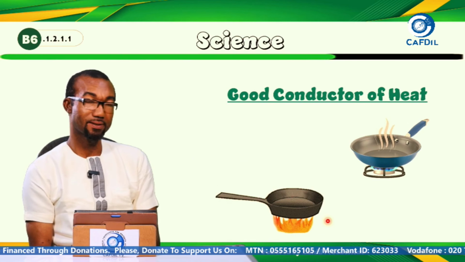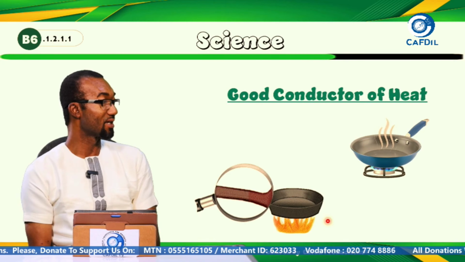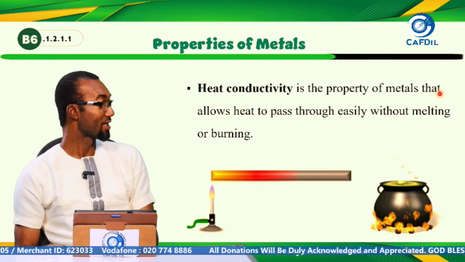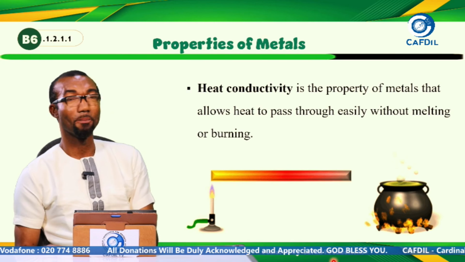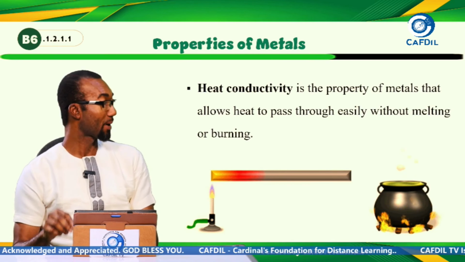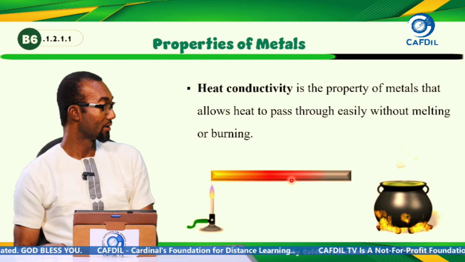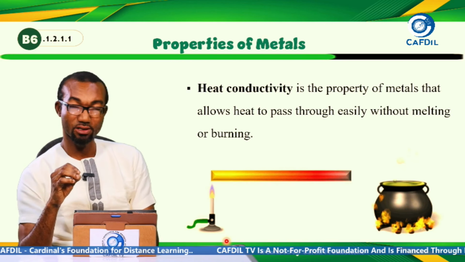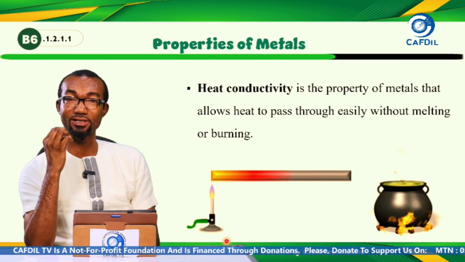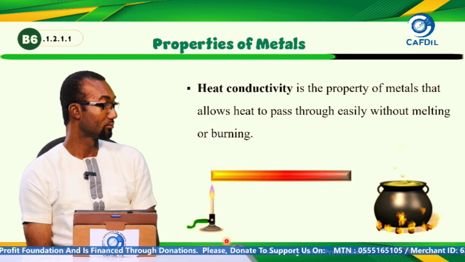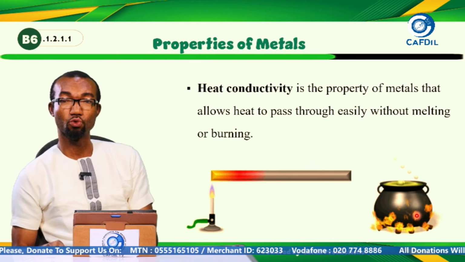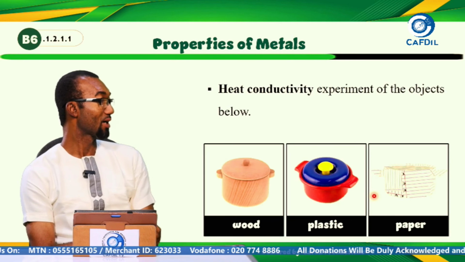Then we have good conductor of heat. What does it mean when we say a metal is a good conductor of heat? Heat conductivity is the property of metal that allows heat to pass through easily without melting or burning. So if we say a metal is a good conductor of heat, that means that when heat passes through, as you see here, the heat passing through this metal, you see that it is heating. This metal will not melt or burn. So heat conductivity means that that metal cannot burn or melt when heat is applied to it. So when you look at this pot here, because heat can pass through without burning or melting, we can use it to cook.